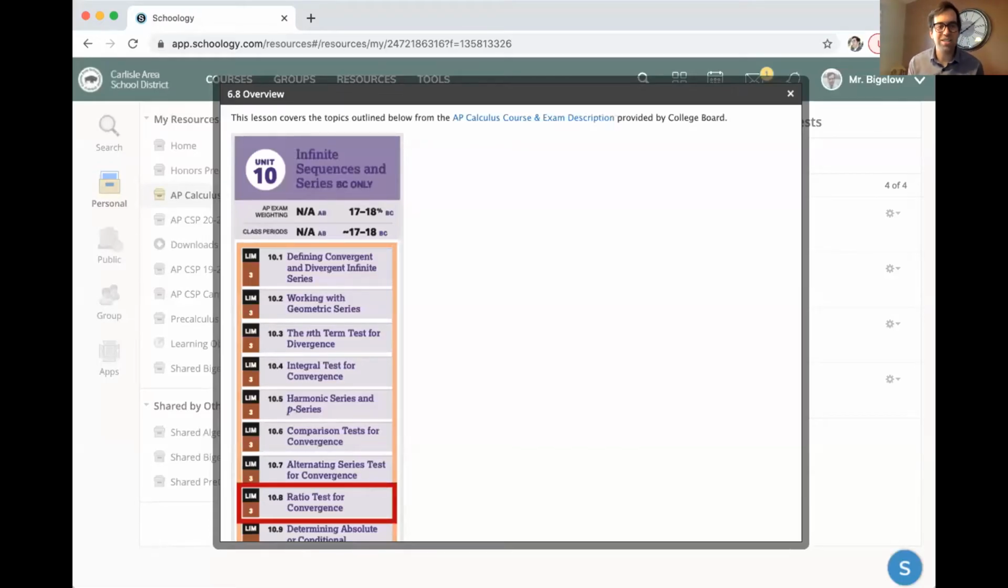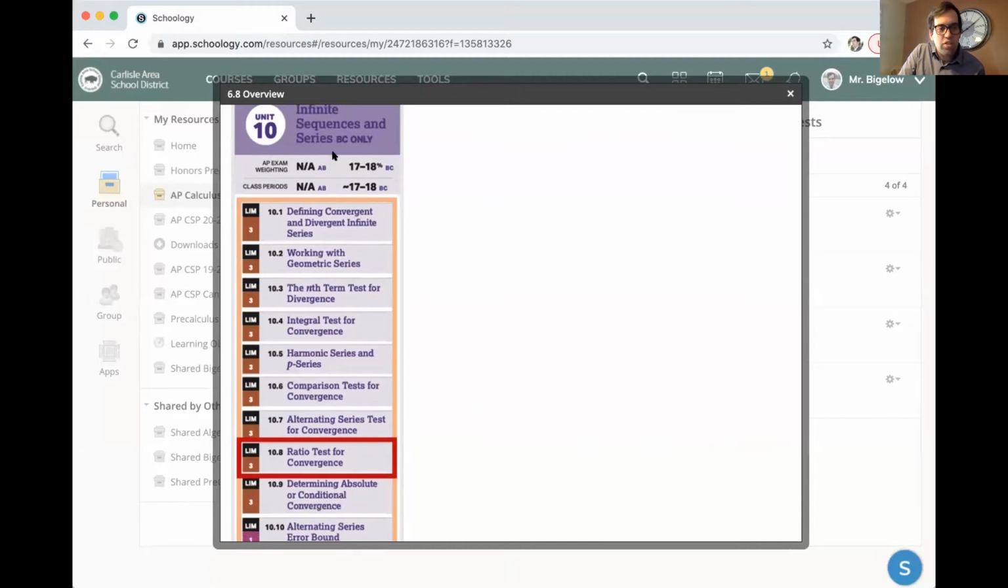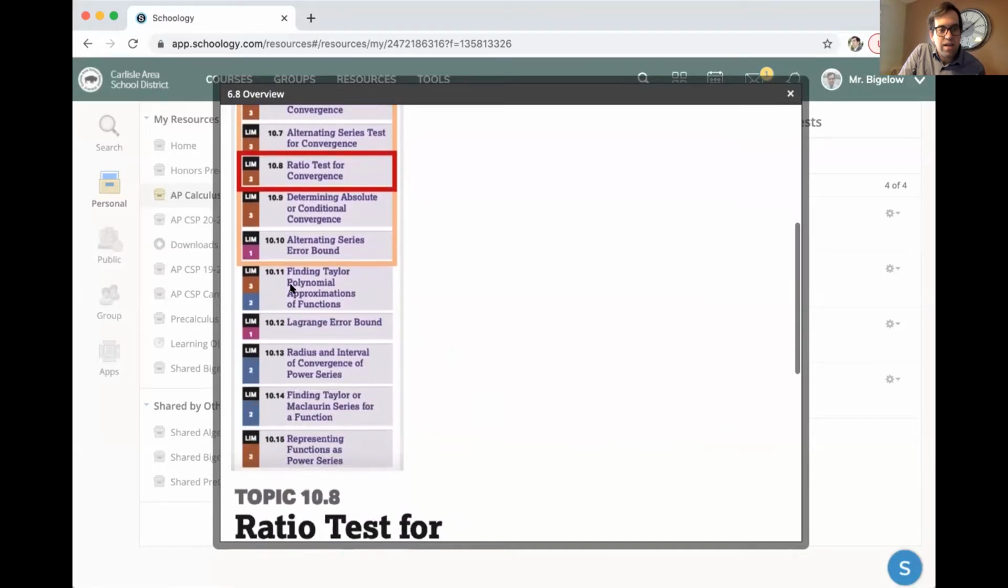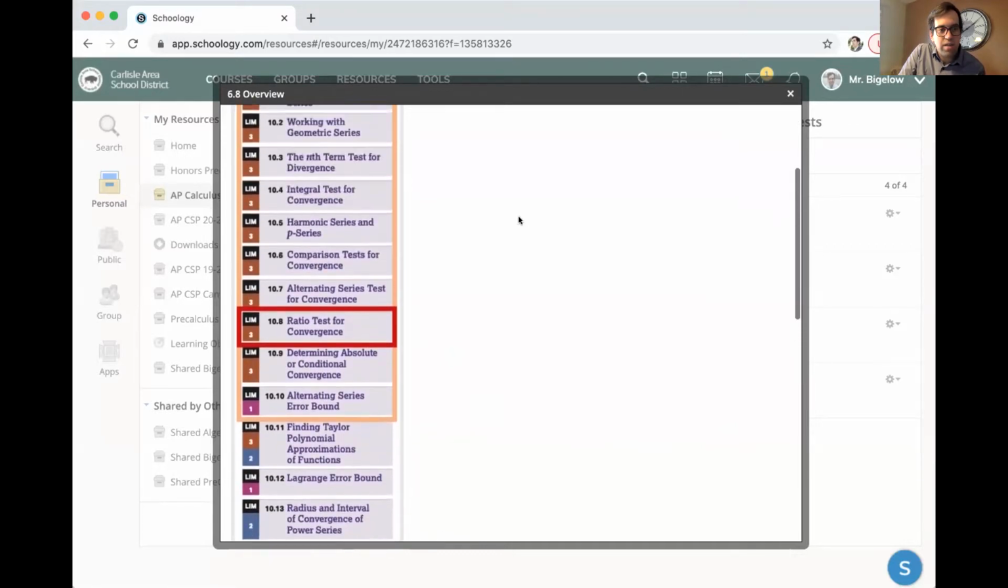Today we are starting lesson 6.8, the last lesson in our unit 6. This is our last two convergence tests. We're going to be learning about the ratio test and the root test today. In College Board's Unit 10, at the end of this lesson, we'll have covered all of these 10 lessons here. The next few will be covered in our next unit.